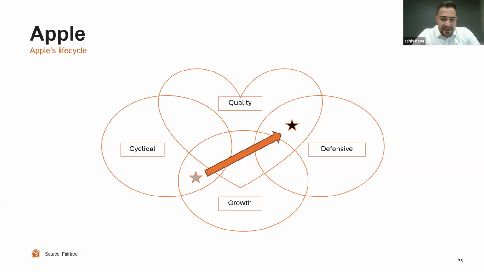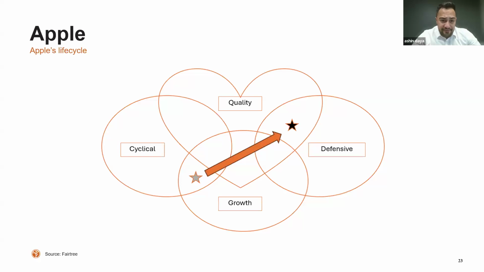So in Fairtree's global equity team in our research process, we generally classify stocks into different categories. We've got a quality category, a defensive category, a growth category, and a cyclical category. But I think Apple's a great example of a company which has moved across different categories over time. And naturally, as companies and industries evolve, companies will move across different categories as they move into a new part of their life cycle.